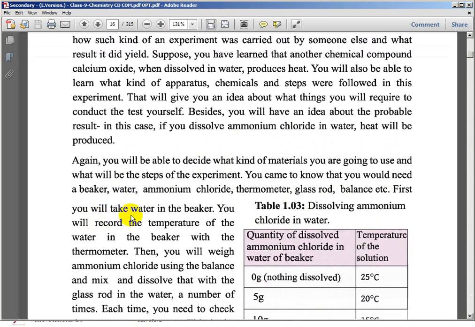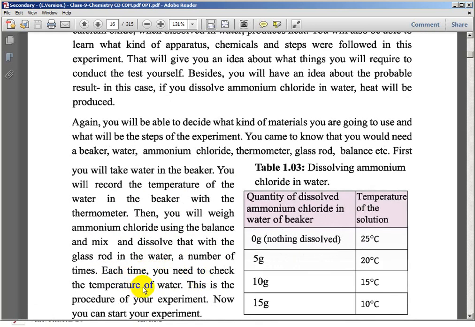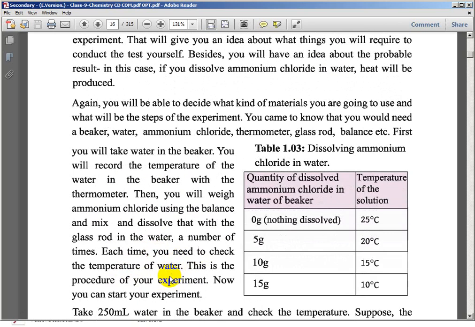First you will take water in a beaker. Then you will record the temperature of the water in the beaker with the thermometer, and you will weigh ammonium chloride using the balance and dissolve it with the glass rod in the water a number of times. Each time you need to check the temperature of the water. This is the procedure of the experiment. Now you can start the experiment. You will take the quantity of ammonium chloride.